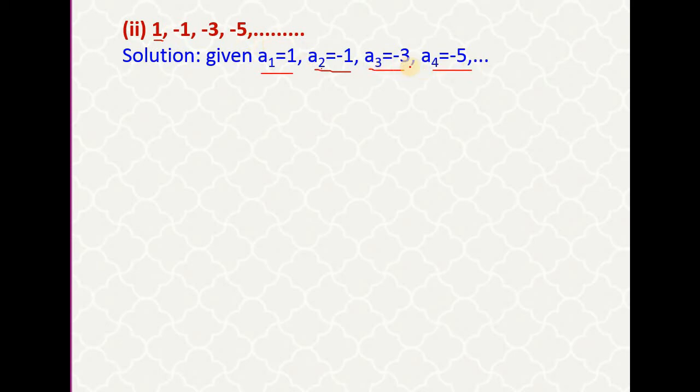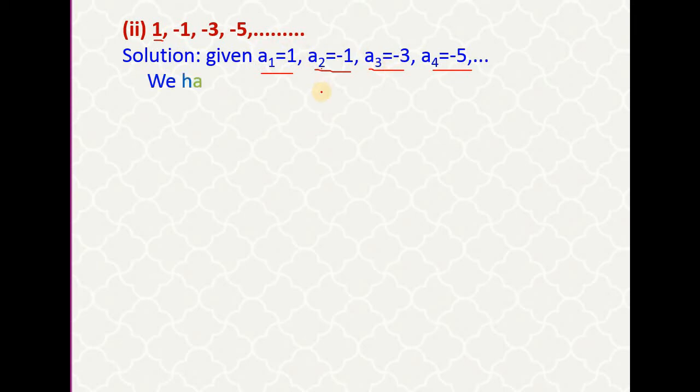1, minus 1, minus 3, minus 5. In this given list of numbers, we have to check whether the given list of numbers forms an AP or not. First, let us write the first term. A1 is equal to 1. Then the second term is A2, which is equal to minus 1. The third term is minus 3, and the fourth term is minus 5. So the first term is A1, the second term is A2, the third term is A3, and the fourth term is A4. So we have written the terms in this given list.